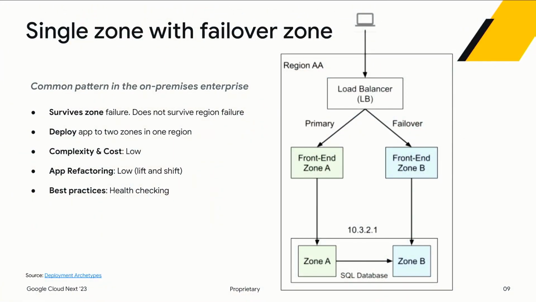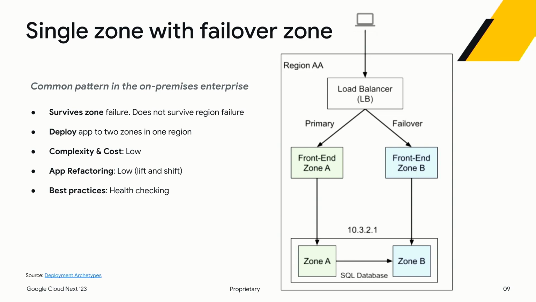So let's dive in. The first one is what we call a single zone with failover zone. It's the most straightforward one to also understand. And if I get your attention to the picture on the right there, you basically have your application deployed in one zone, the primary zone. It's also a very simple application, just a front end, if you will, in this example with a database.